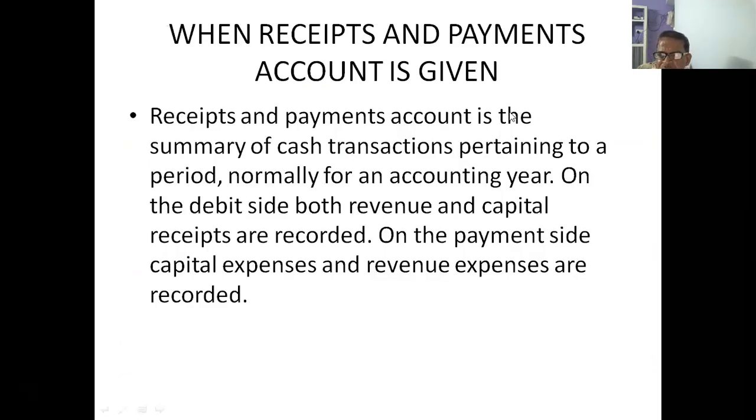Now, a receipts and payments account is a summary of cash transactions relating to a period, normally an accounting year. On the debit side, both revenue and capital receipts are recorded. You should know what is revenue receipt and what is capital receipt; we'll discuss that later slowly. On the payment side, capital expenses and revenue expenses are recorded. This is a receipts and payments account.